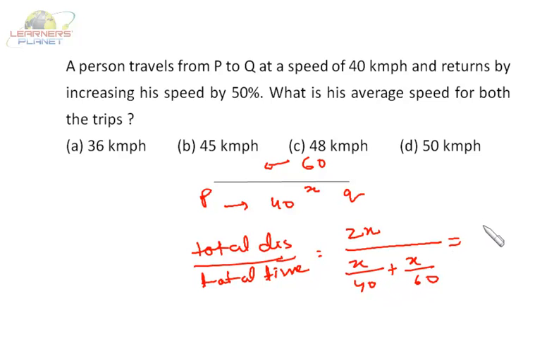Now we just have to calculate it. x can be taken as common and finally it will get cancelled. So it is 2 into 40 into 60 by 40 plus 60, that is 100. So 6 fours are 24, twos are 48 kilometers per hour is his average speed. And if you can memorize the formula, average speed is 2xy over x plus y, where x and y are the speeds.